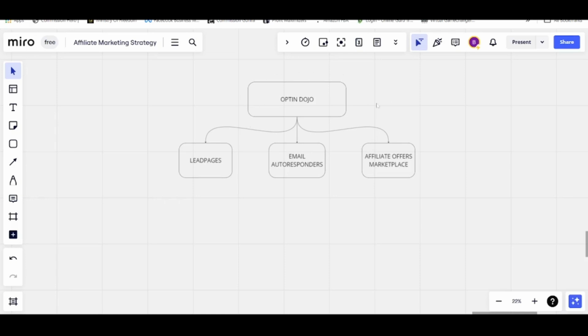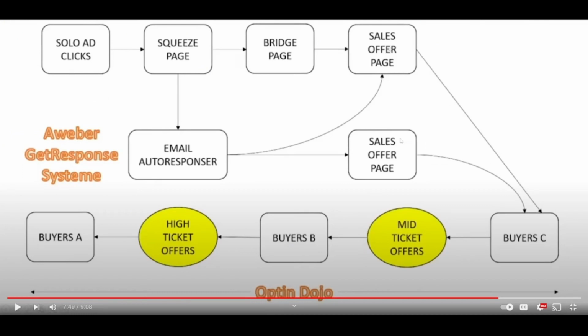Now, the way to look at Optin Dojo being a central command system, why is that so? Because if we refer to part 2 of this entire training series, this is the entire email marketing system. Now you can see that from the solo as clicks, it will go into your squeeze page and bridge page. This is where we use Leadpages, which we're going to obtain a tracking pixel from Optin Dojo to insert into the squeeze page within Leadpages. From there, channel them to the sales offer page.